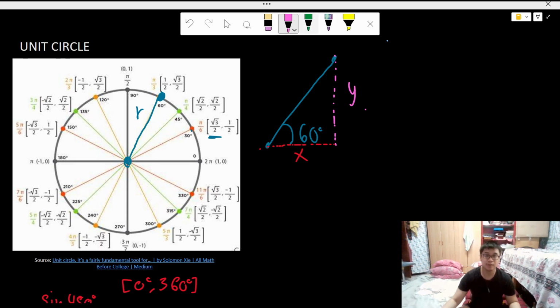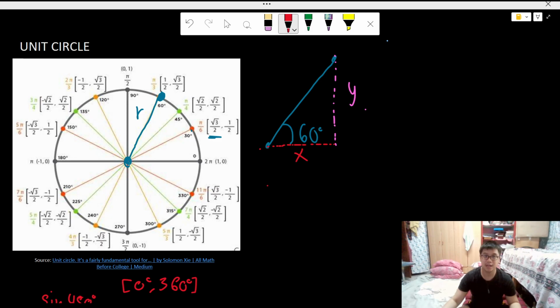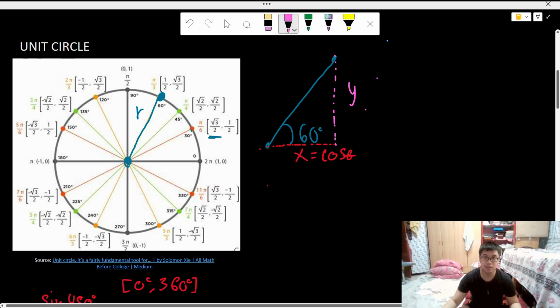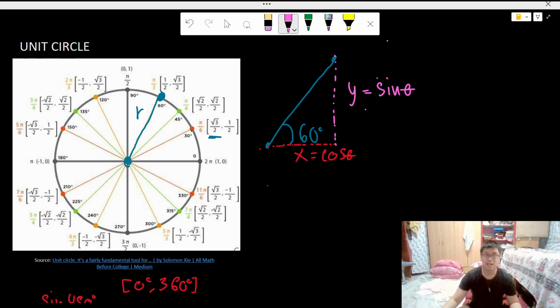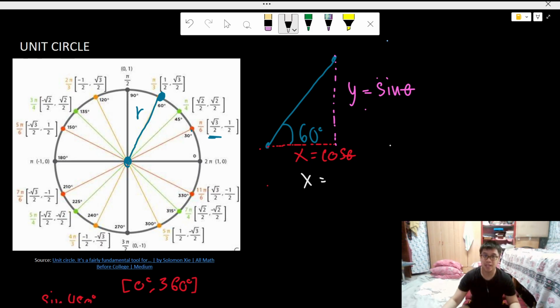Okay, but how? All you need to do is use the trigonometric functions. For x, you can find the horizontal component of your radius by using cosine theta. For the y, on the other hand, you will use sine theta, as long as there is a given acute angle, which is 60 degrees. So with this, we can find our x. x is equal to cosine 60 degrees.